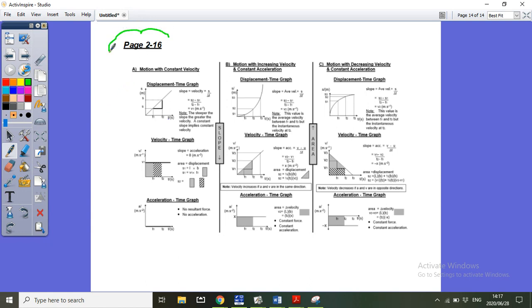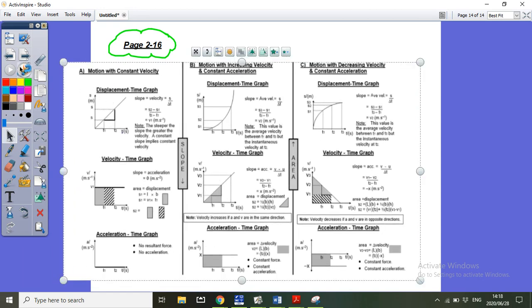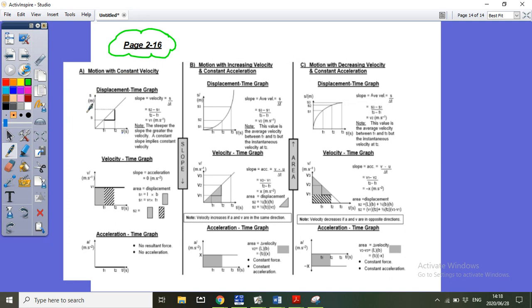So on page 216 in your notes, please look here, because please go look at it. This is a bit faint, but you have it in your book so you can go and look at it in more detail. It just tells you exactly what I've just said. If you have a displacement time graph, you've got 3 options. It could be a straight line, a curve up, a curve down. What you can use from the displacement time graph is only the slope. So the slope will give you velocity time. The slope of the velocity time graph will give you acceleration.